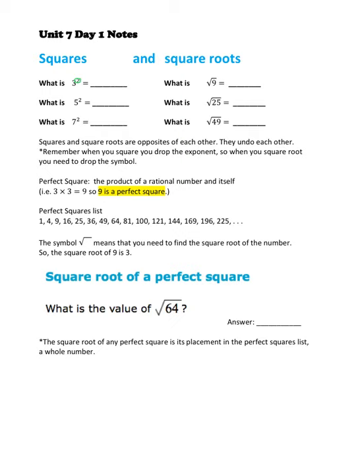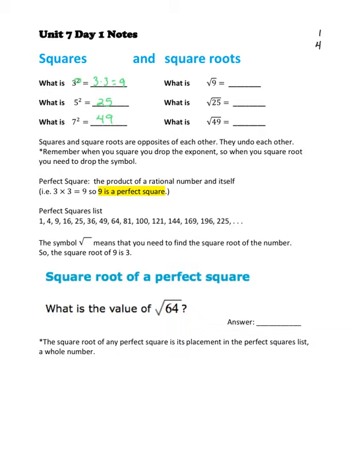So 3 squared is 3 times 3, which is 9. 5 squared, 25. 7 squared, 49. And you should honestly, by now, know. You need to memorize these. Your squares. 1 squared is 1.